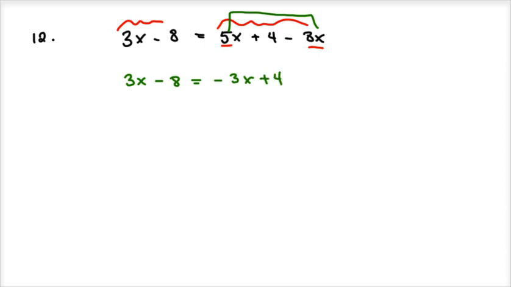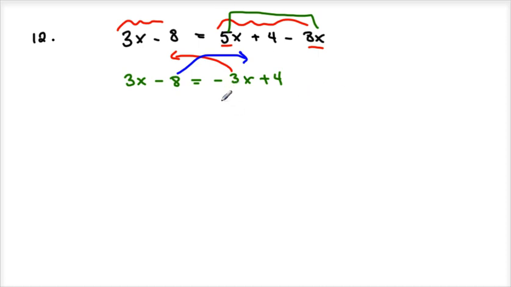Okay, so I'm going to utilize the same strategy I did before. I'm going to bring the x's on one side and the constants on the other side all in one step. So I'm going to bring this -3x to that side. That will bring all my x's to one side. And then I'm going to bring this -8 to that side. That will bring all my terms without x's, or my constants, on the other side.